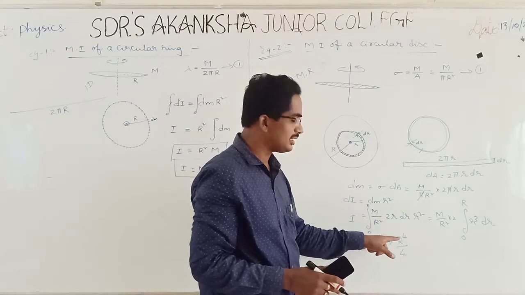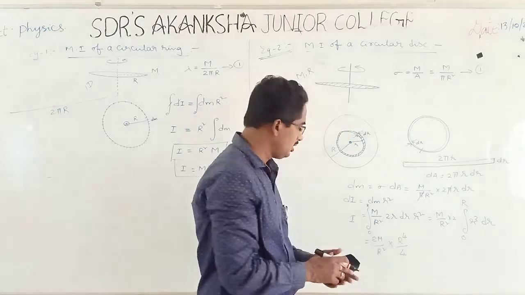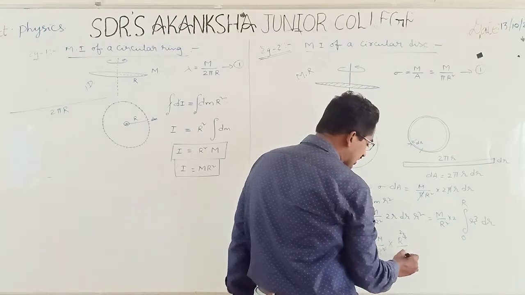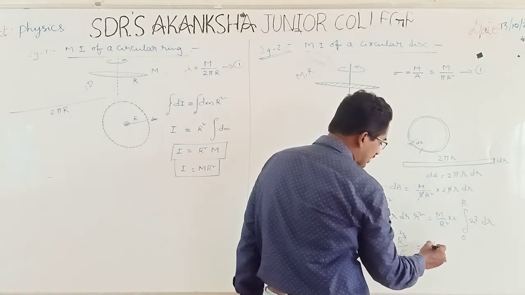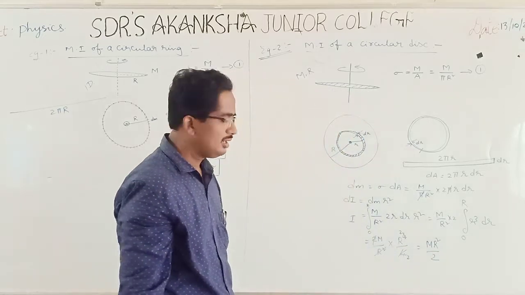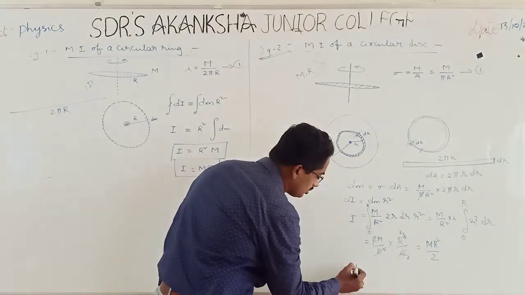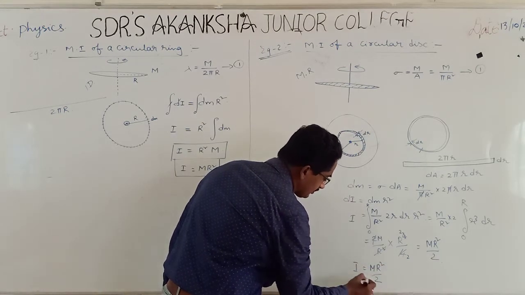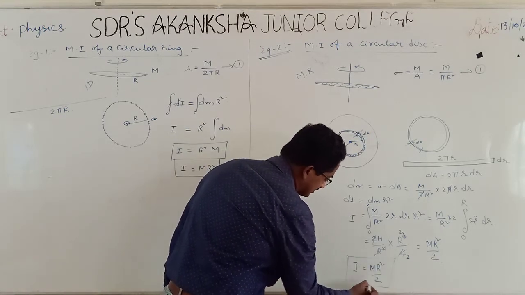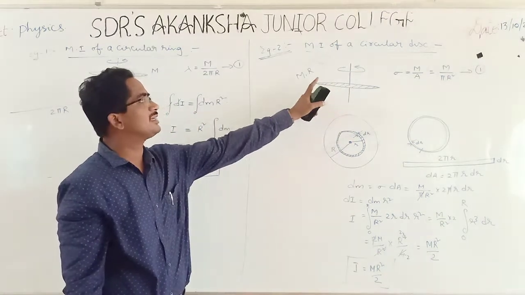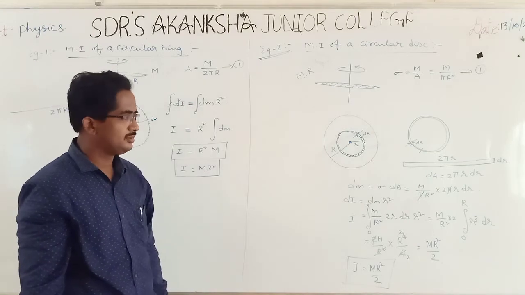By that what is the answer? R power 4 by 4. Then r square and r square get cancelled. 2 cancels. So finally the answer is mr square by 2. Finally what is the answer? Mr square by 2. So this is the moment of inertia of the ring about its perpendicular axis. This is the second object. Note down that.